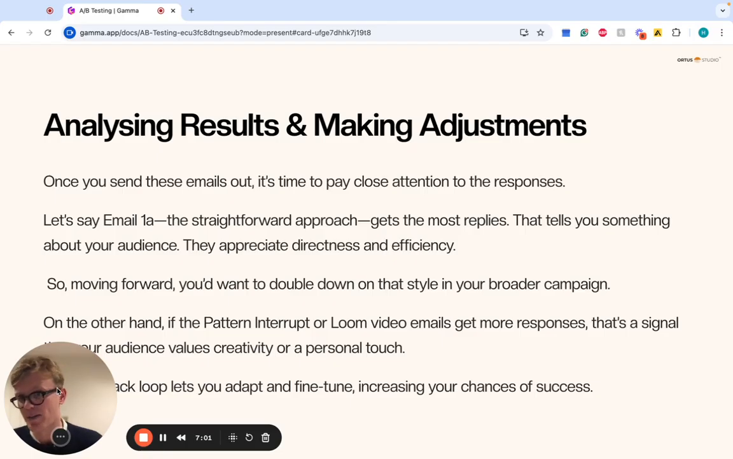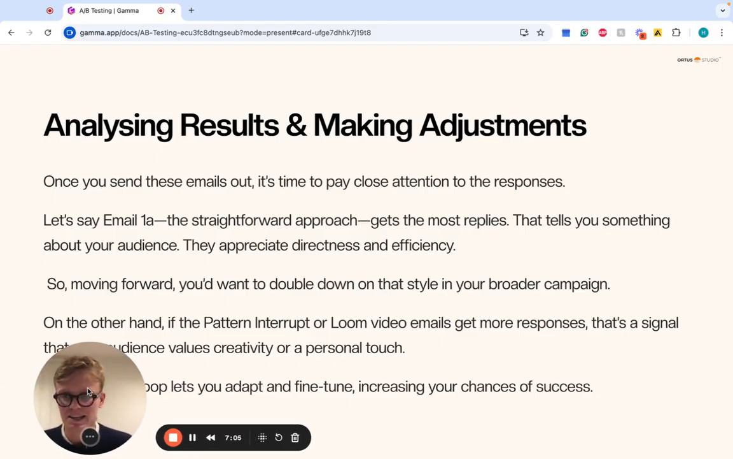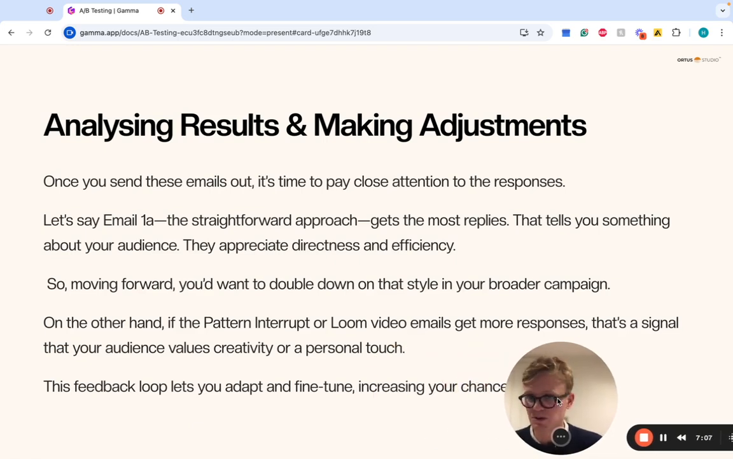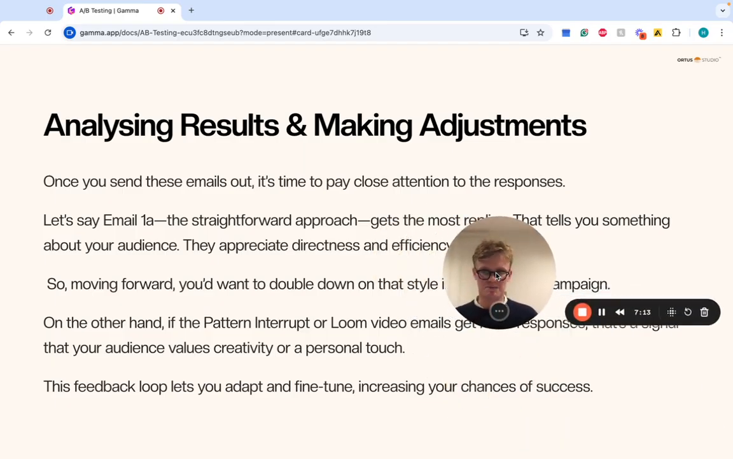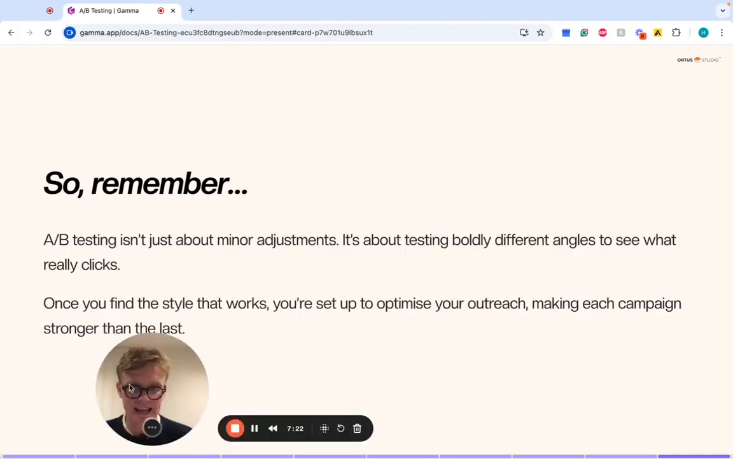On the other hand, if the pattern interrupt or the Loom video gets more responses, that would signal that your audience values creativity or personal touch. Anyway, this feedback loop allows you to adapt and fine tune, and ultimately it's going to massively increase your chances of success. So that is all from me.